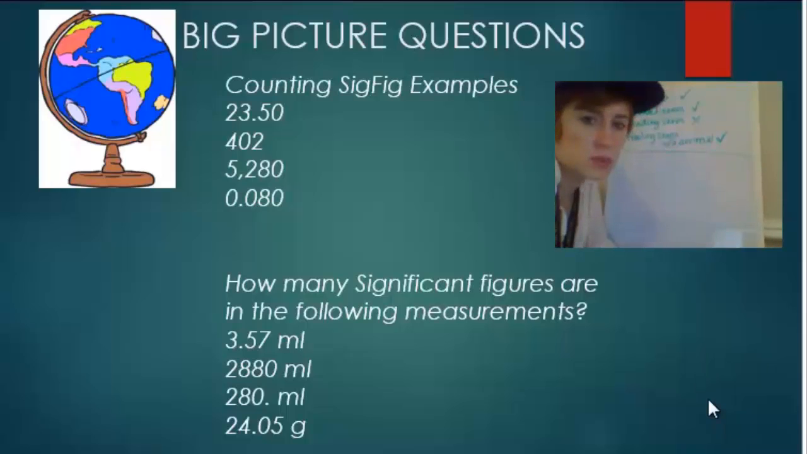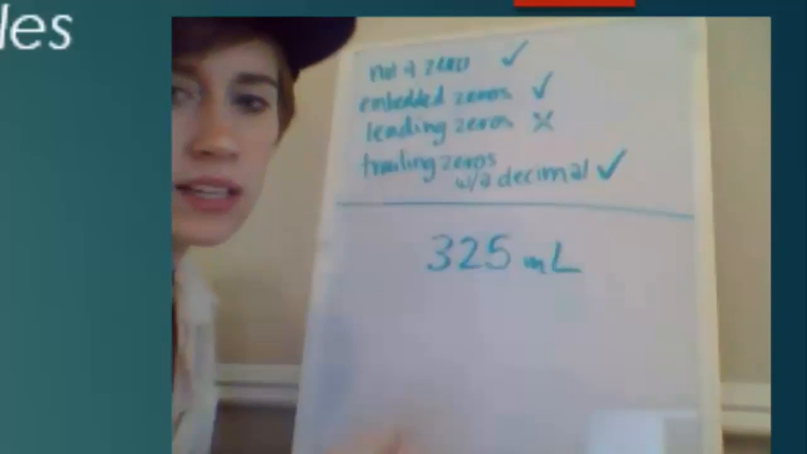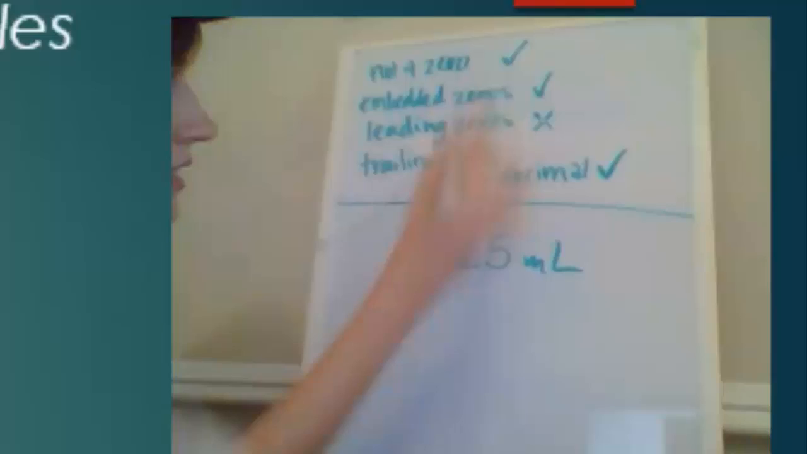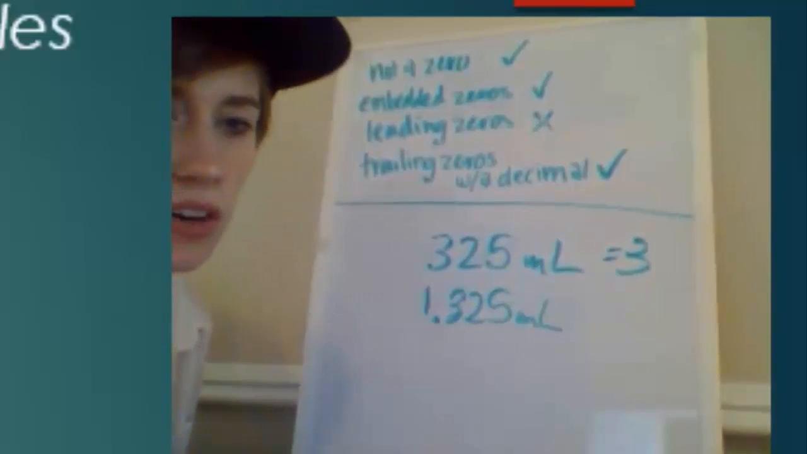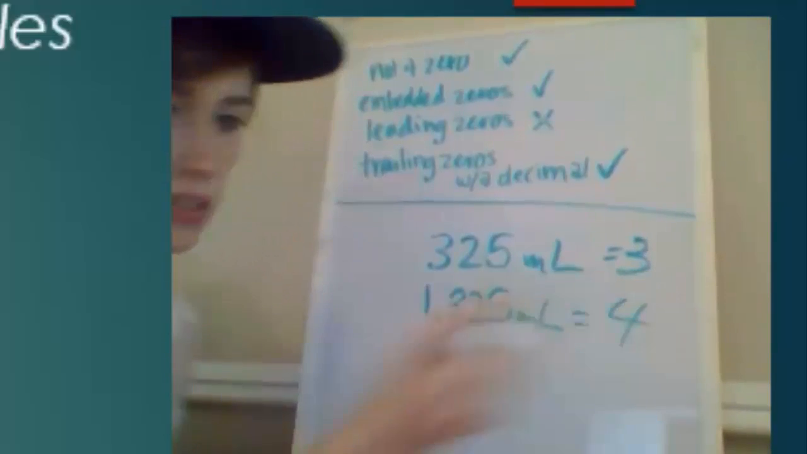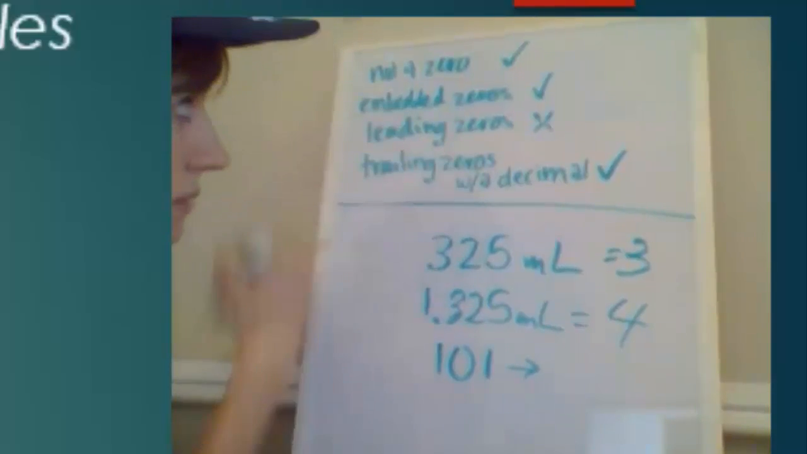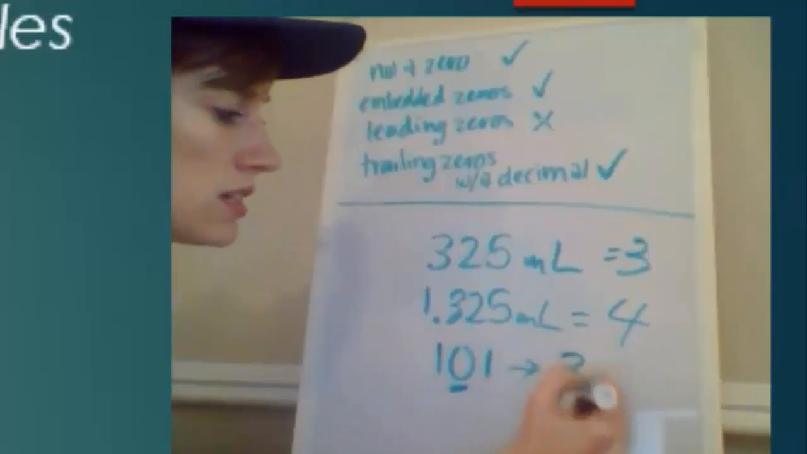Okay, let's do some of the examples in the notes. I gave you 325 milliliters. How many sig figs are there? Well, we know from our first rule, if it's not a 0, it always counts. So this would be 3 sig figs. How many sig figs are there? Well, all of these are not 0, so they all count, so that would be 4 sig figs. Now look at this one. How many sig figs are here? Well, remember our rule said embedded zeros count, so this counts, which means there are 1, 2, 3 sig figs.